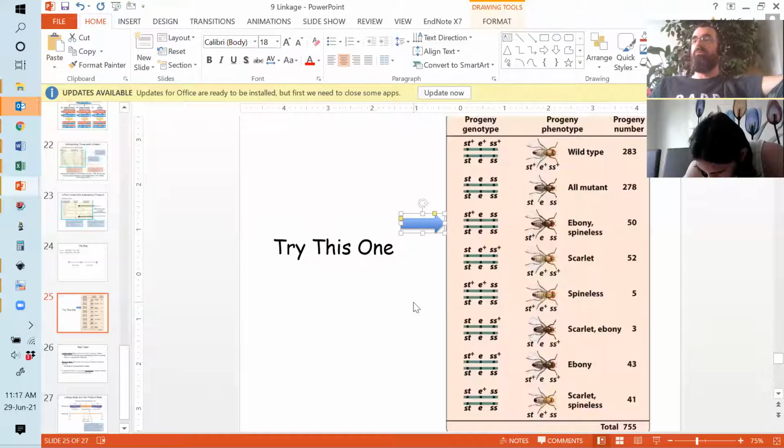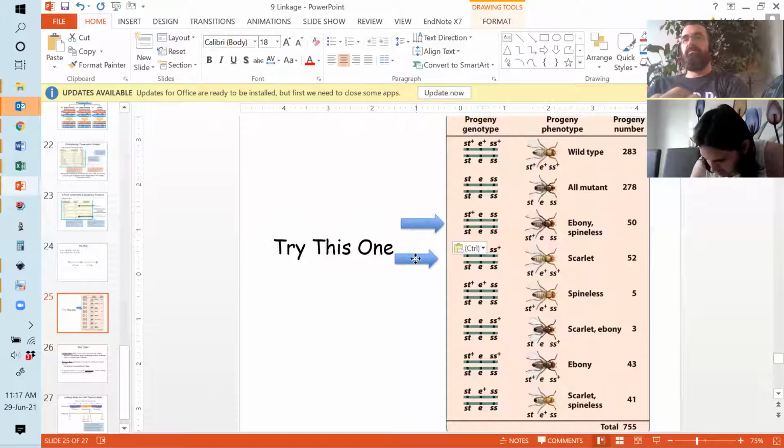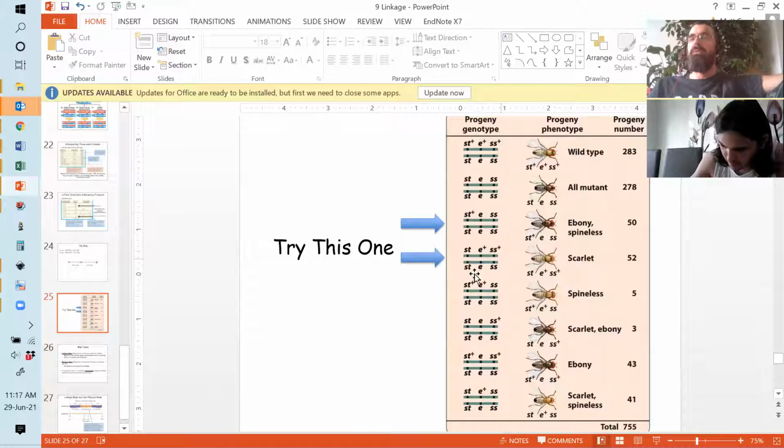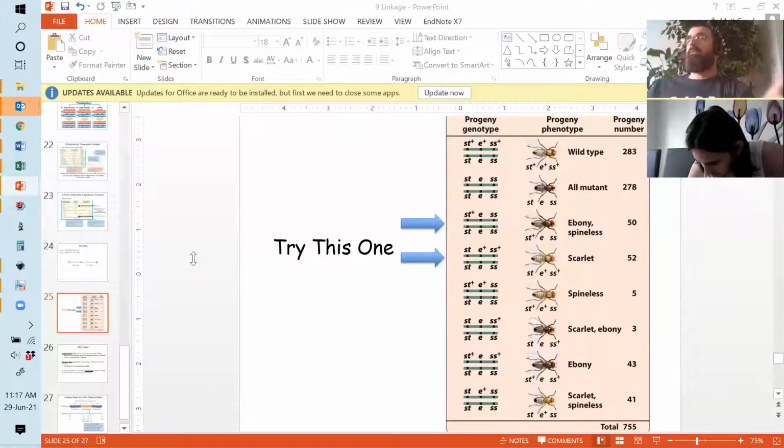Then we look for the reciprocal. Those two are the result of recombination between ST and SS. Ooh, hang on, let me double check, make sure I got this right. So we're going to have a wild type ST, recessive E and SS. Then we're going to have a recessive ST, wild type E, and wild type SS. Yeah, good job. All right, so you have all the information you need. What's the recombination frequency?